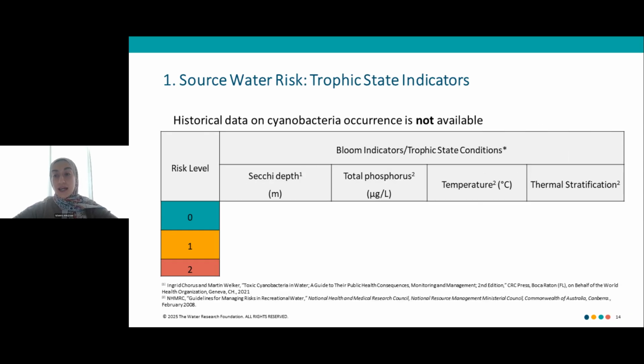Now let's move to the other scenario where a utility doesn't actually have any historical data and they have to rely on the eutrophic state indicators. So again, on the left side, you will see that the risk level goes from 0, 1, and 2. And then we have 4 parameters: the Secchi depth, the total phosphorus, temperature, and thermostratification.